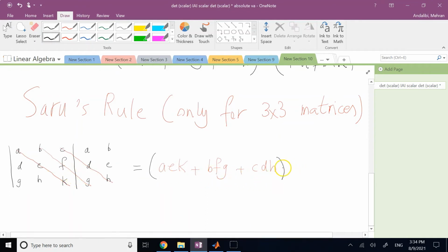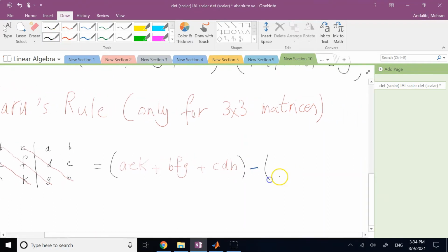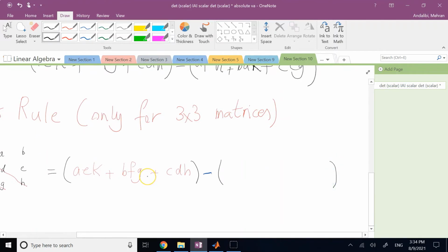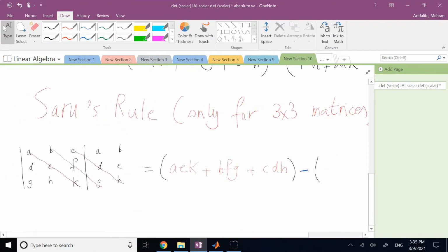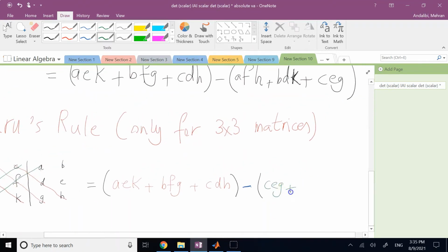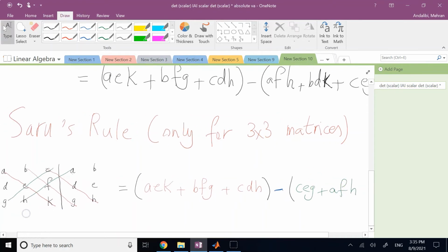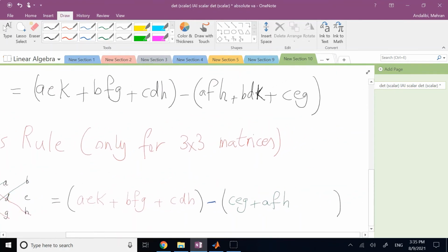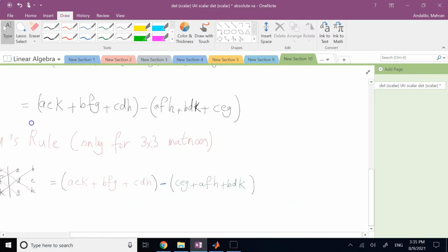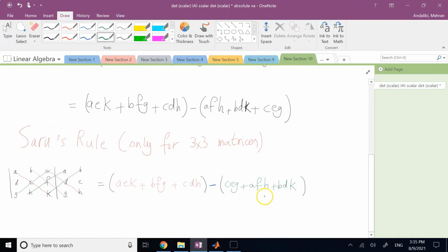That's positive. Now minus what? Last time we did the main diagonal and the 2 parallels. This time we do the anti-diagonal. What's the anti-diagonal? That is CEG. Again, shifted 1 unit to the right, AFH, and shifted 1 more unit to the right, you get BDK. And that's it. And now if you compare side by side the top one and the bottom one, you'll see that they are equal.